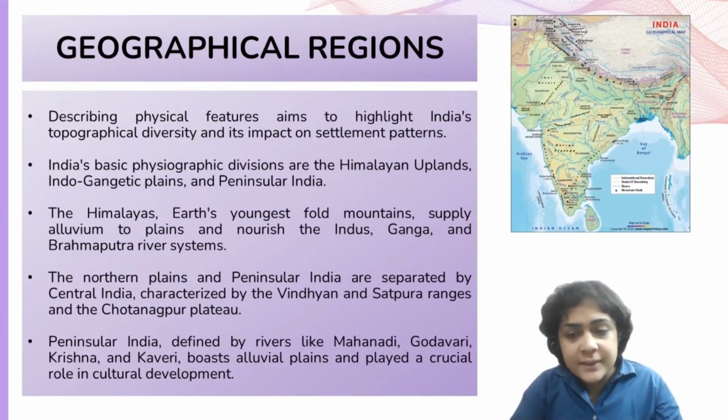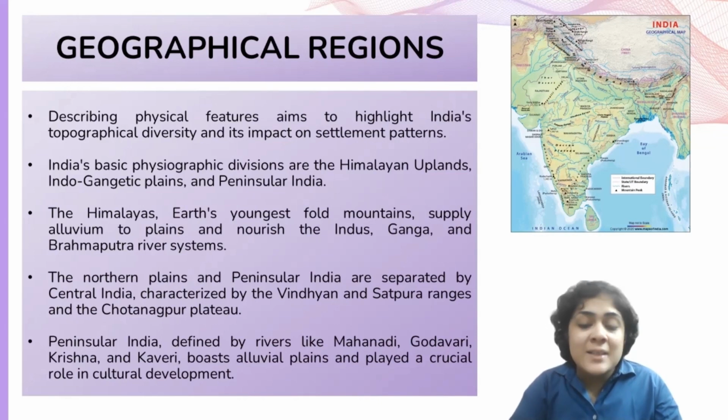The Himalayas, Earth's youngest fold mountains, constantly contribute large amounts of alluvium to the plains through weathering and erosion. These mountains also supply the perpetual flow of three major river systems: the Indus, the Ganga, and the Brahmaputra. The Indus plains witnessed the rise of the first civilizations, while the Ganga plains have played a crucial role in sustaining urban life, states, societies, and imperial structures since the first millennium BCE.